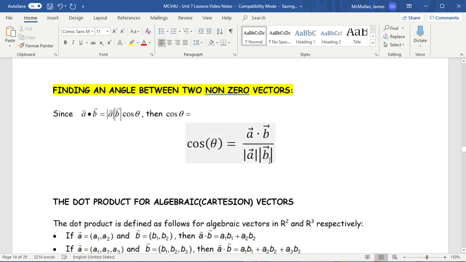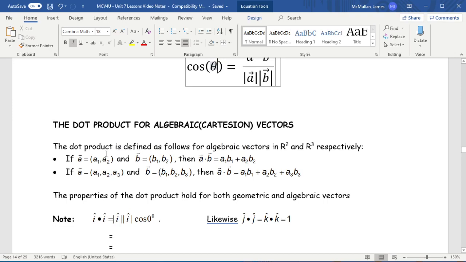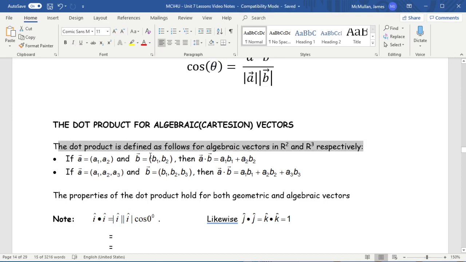Now, of course, you should be wondering, well, okay, so what? If the only way for me to get the dot product is to know the theta in the first place. So we need to come up with a way to get the dot product without knowing the theta. And here's where the really interesting stuff begins. You can find the dot product for algebraic vectors by multiplying the two x components together, and then multiplying the two y components together, and then adding them.